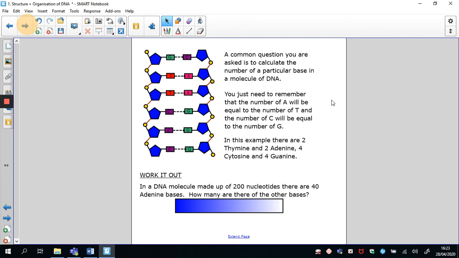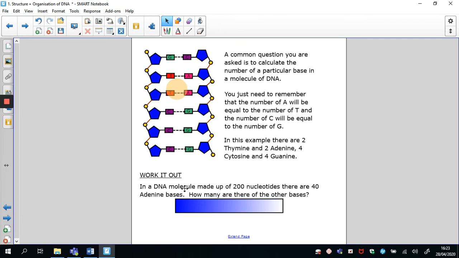Right, now, a really common question that you're often asked is to work out how many there are of a particular base in a molecule of DNA. All you need to remember is however many A's there are, there'll be the same number of T's. And however many G's there are, there'll be the same number of C's. So in this example, there are 2 T's, and therefore there must be 2 A's because they pair up. And there are 1, 2, 3, 4 G's, so there must be 4 C's as well.